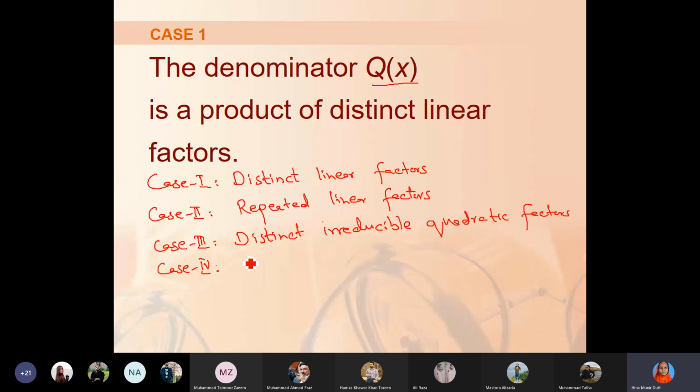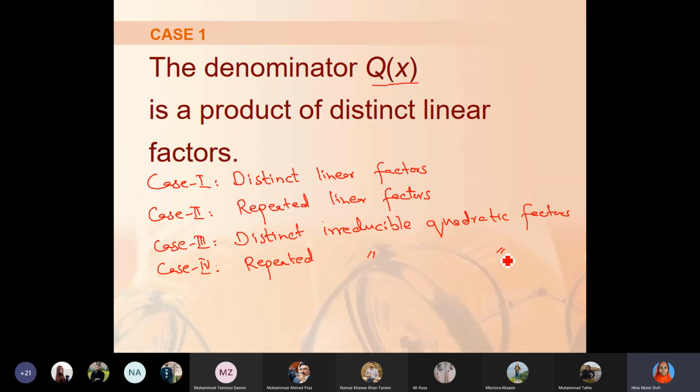And case 4 is repeated irreducible quadratic factors. So I have only 4 cases. My question is about any of these cases or a combination of these cases.